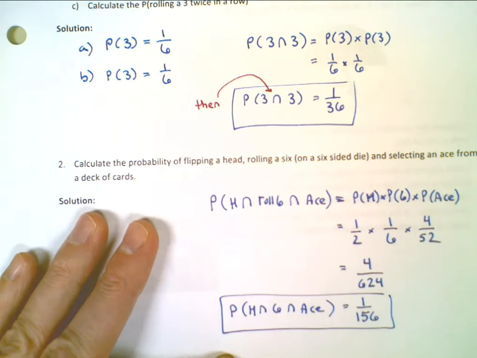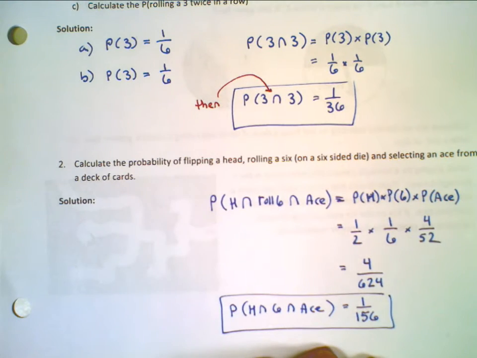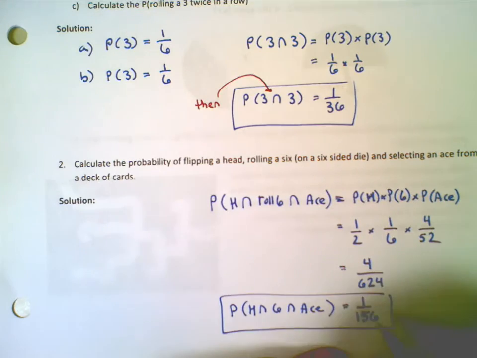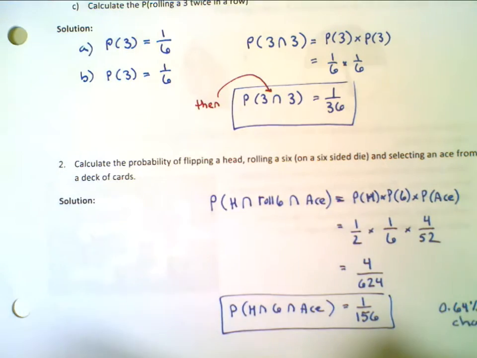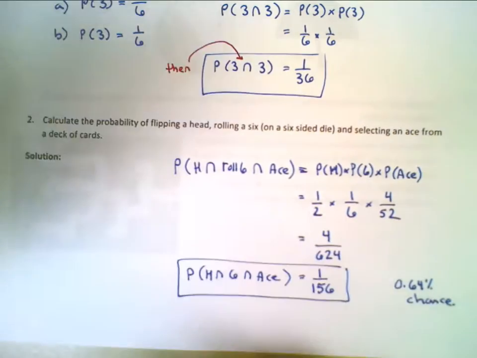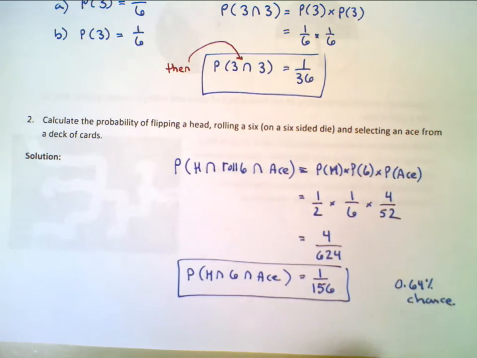This is a small number. So I divided it and I multiplied by 100 to get it's only a 0.64% chance. So the number prior to that was actually quite a bit smaller. It was 0.0064. So it's 0.64 chance. So less than 1% chance of that happening.